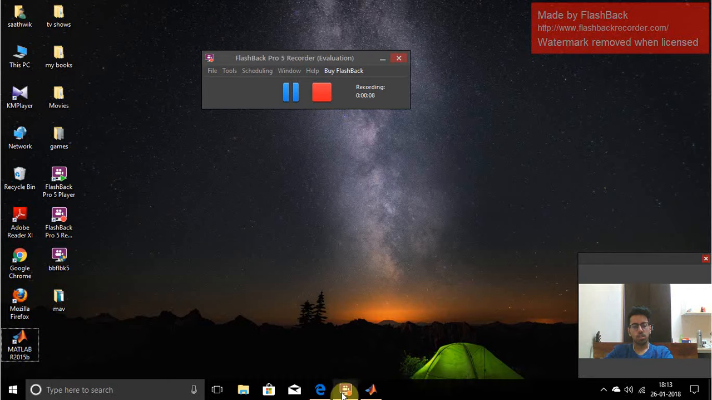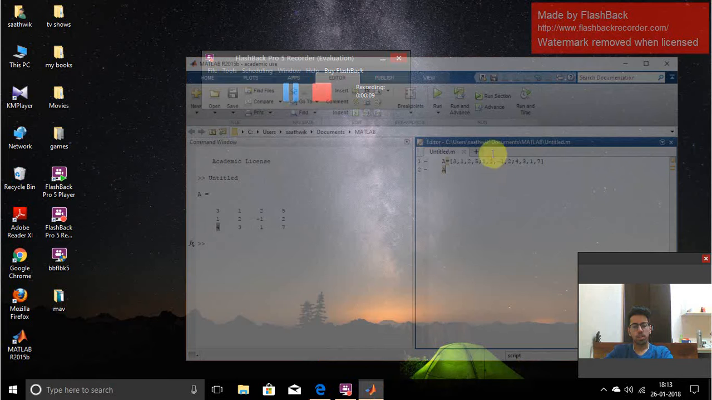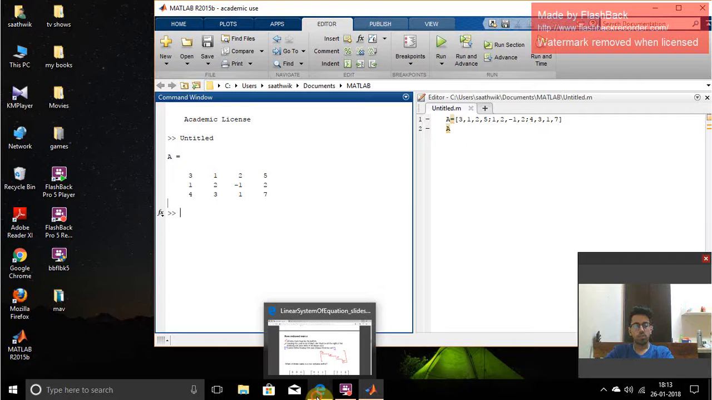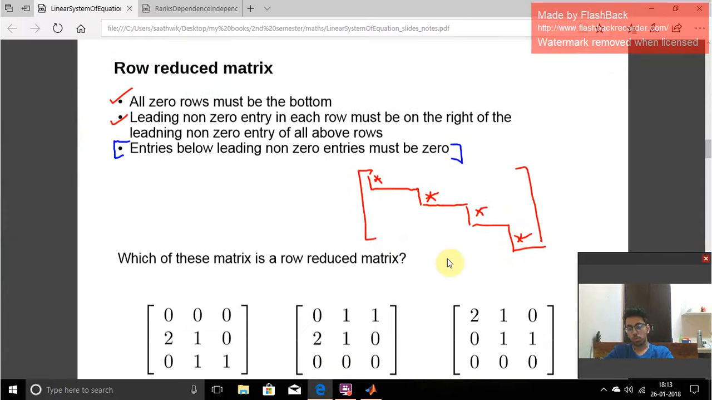So we'll now do the second part of the question, that is to reduce this matrix into row reduced form. Before starting off on operations, I'll give you a basic idea about what the row reduced form is.